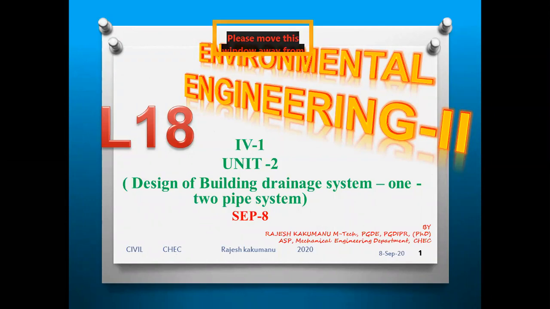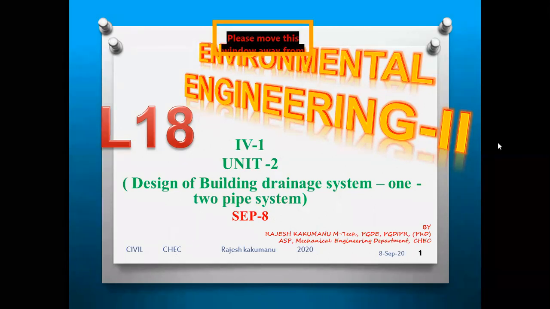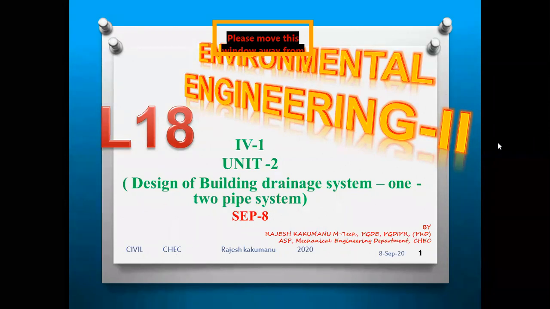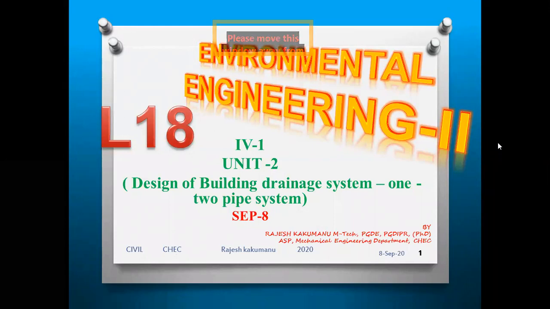In the last class we discussed the plumbing fixtures and accessories. What are the plumbing fixtures we are using in domestic as well as commercial? We have learned something. Now we will discuss, based upon the plumbing fixtures and accessories, how to design a building drainage system. We have various methods for designing the building drainage system. These methods we will see in detail with the help of diagram.